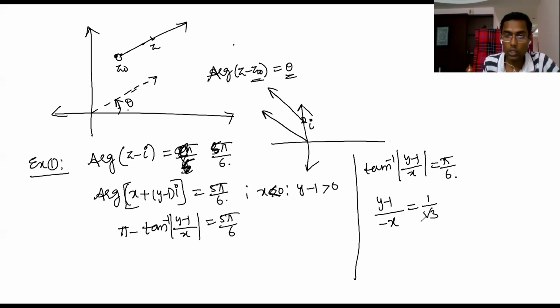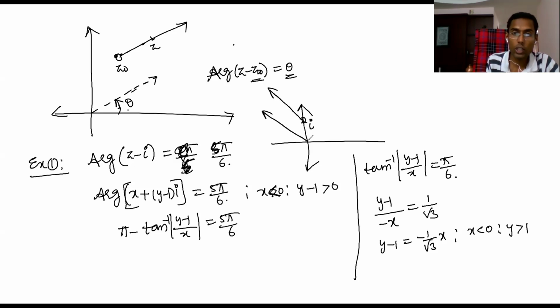So what is the equation you get? You get y minus 1 equals minus 1 by root 3 into x, where x is less than 0 and y is greater than 1. x less than 0 is this side, y greater than 1 is this. So this is the ray you actually get. That way also you can understand it.